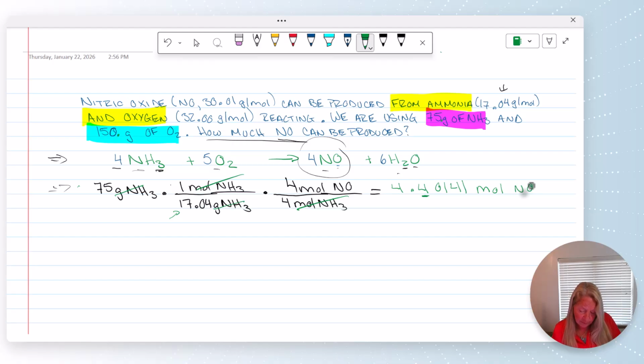Cool. There's the 1. Now let's look at our oxygen. We're given 150 grams of oxygen. Let's see, we're going to do the same thing. In order to use the stoichiometry, I've got to convert my mass to my moles. The only way I can go from mass of something to mole of something is with the molecular mass. So for my molecular mass of oxygen, it's 32.00 grams of oxygen per 1 mole of oxygen.